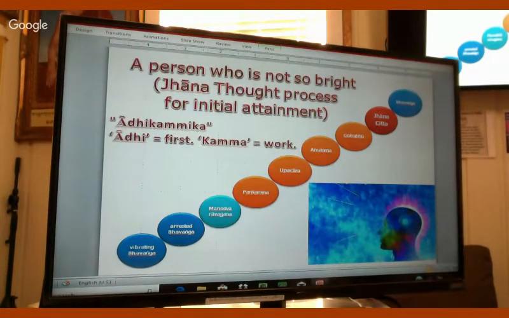So there's a jhana thought process for the initial attainment, first attainment. First attainment we call Adikammika. Adi means first, kamma means walk. So the first attainment of the jhana, first time, first moment. Such a process of mind is like this. The first is the bhavanga citta, because of the manodvara process, mind process. So just bhavanga citta and manodvara avajjana, mind-door adverting consciousness.